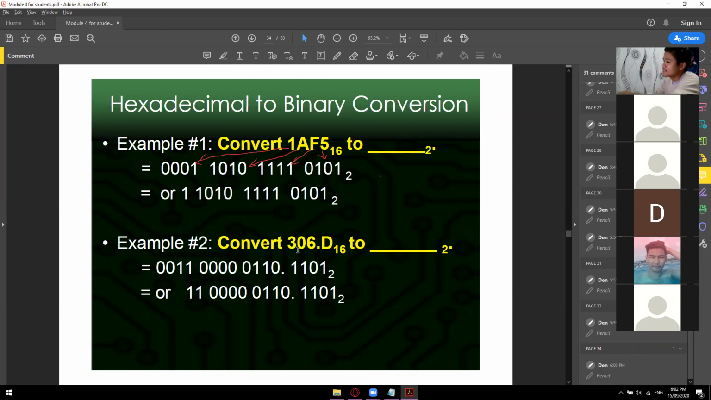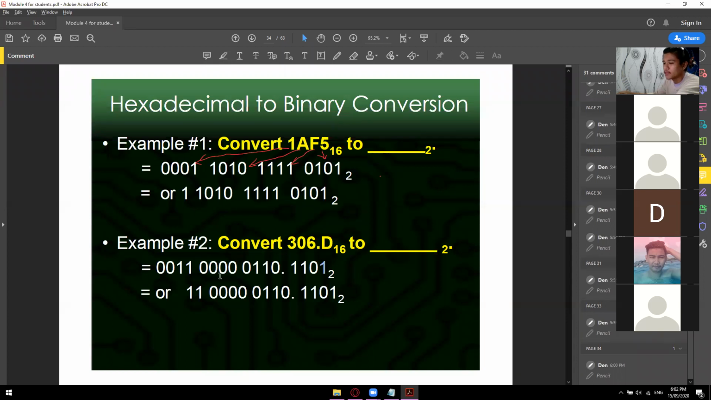So, convert 306D base 16 or hexadecimal to binary. Okay, so again, group lang natin siya by 4. So, 3, we need 0, 0, 1, 1, which is this one. And then for 0, still 0, 4 zeros. And then for 6, so kailangan natin ng 4 at 2, which is 0, 1, 1, 0. And then that for letter D. So letter D is ilan? A, B, C, D. So 10, 11, 12, 13. So 13. Kailangan natin 8 plus 4 plus 1.